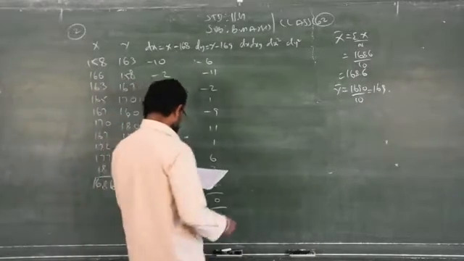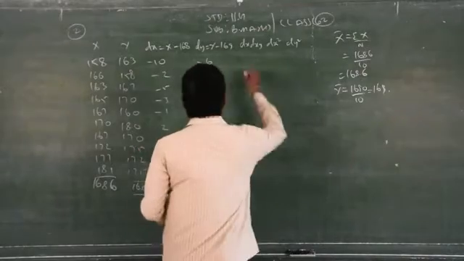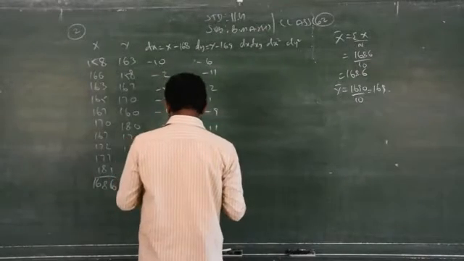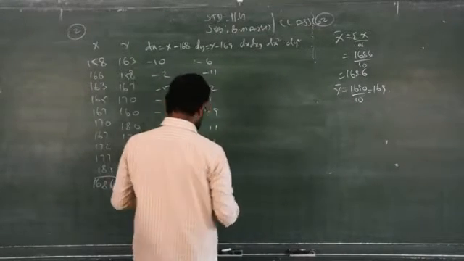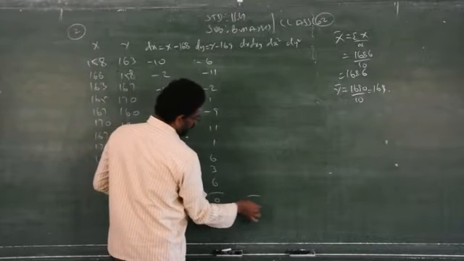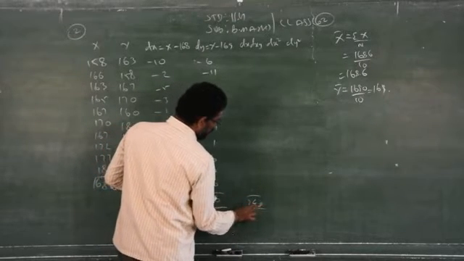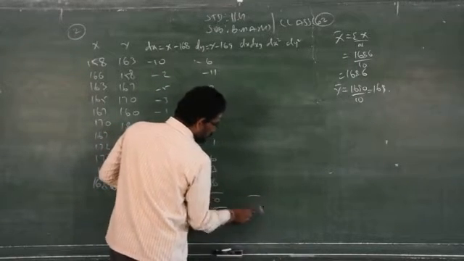Clear? So now we will have to find out dx square and dx dy. So the dx dy total I wrote here directly, 248. You have to multiply and see.